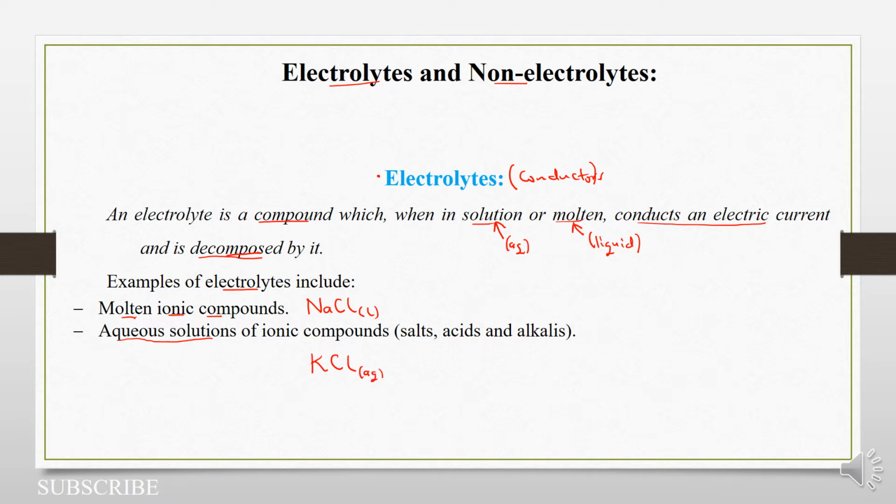Whenever we pass electricity through these solutions, not only will the electricity pass through them, but it will decompose them. To decompose is to break, to compose is to bring together. So this potassium chloride will be broken down, as we shall see later on, into two different substances. That will be the effect of electricity. So an electrolyte is a compound which, when in solution or molten form, conducts electricity and is decomposed by it. Take note, we can't have an electrolyte in solid form. So we shall mainly be dealing with liquids or solutions.